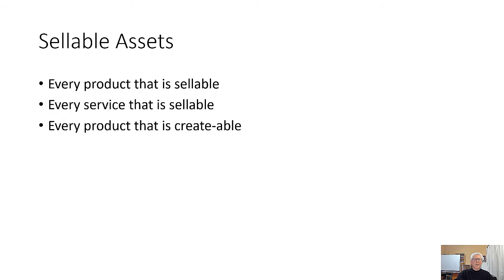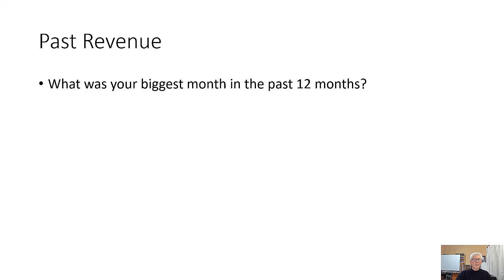Every product that you have that is sellable, every service that is sellable, every product that's creatable, so as needs emerge, and every service that is creatable. And then we move on to past revenue. What was your biggest month in the past 12 months? The thing about that is this gives us clues to what's selling and what's not. And we can really start to dig into your CRM system, your accounting system, your sales system, and really see what's working and what's not.